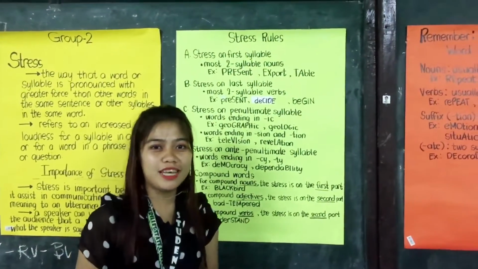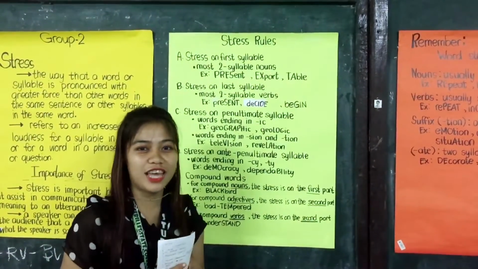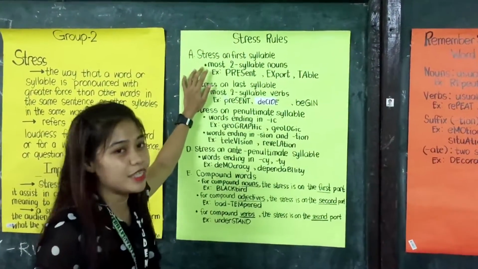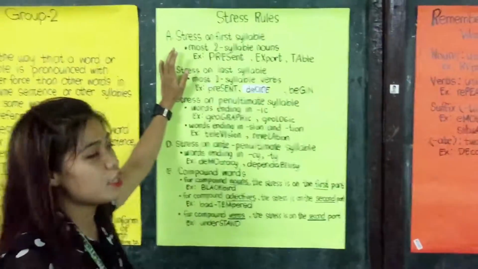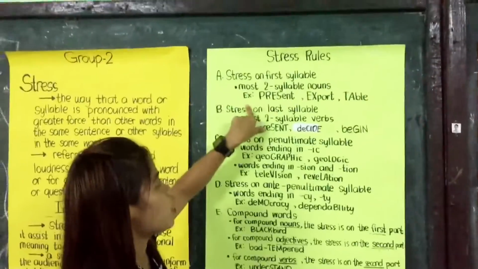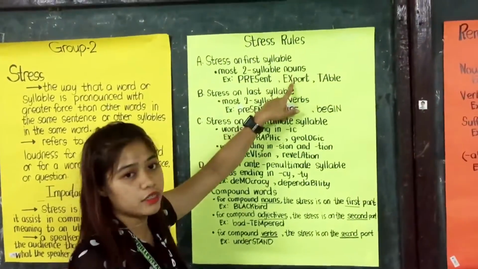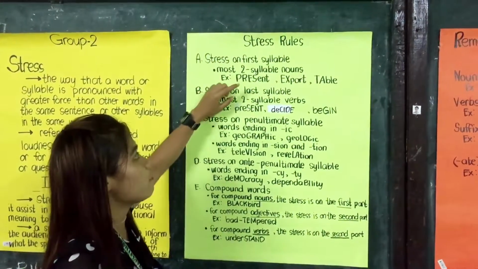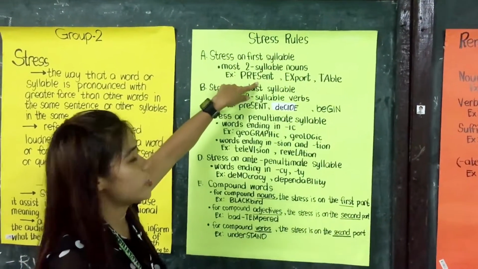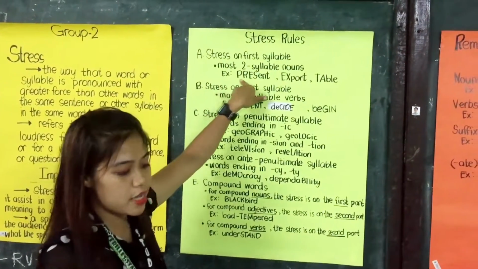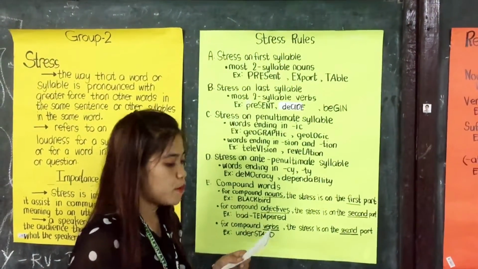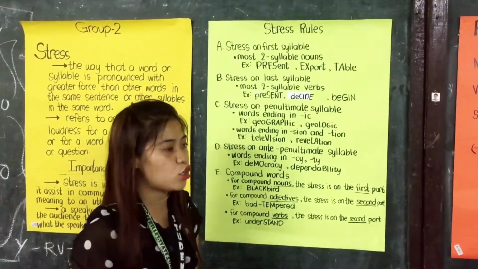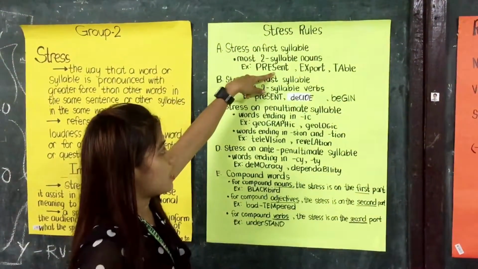Good afternoon everyone, I am Christy B. Basit, and today I will discuss the stress rules. Stress falls on the first syllable of most two-syllable nouns. Examples are present, export, and table. The stressed syllable of the noun here is the first one, press. For example, there are five students present in the classroom. So this is the noun, present.